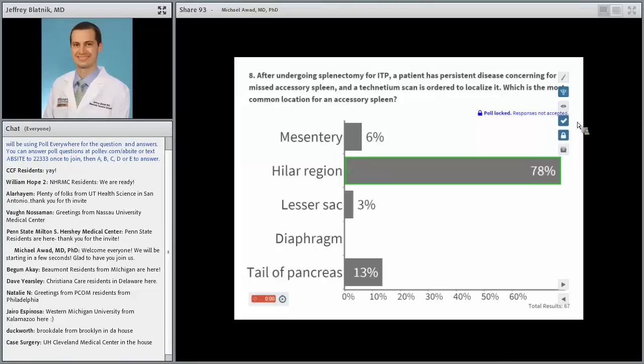Good. So most people agree the hilar region is where it's most likely to be seen. You can actually see accessory spleens in upwards of 15 to 30% of patients who present with ITP. The most common place that they are identified is the hilar region. The second most common would be in the vascular pedicle, and the third most common would be in the omentum.